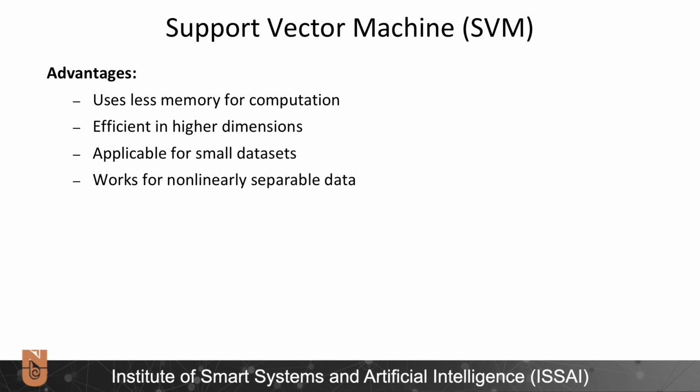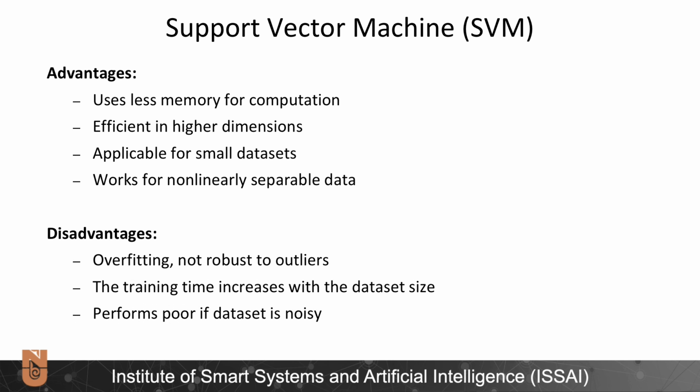SVM has the following advantages. It uses less memory for computation, it is efficient in higher dimensions, it is applicable for small datasets, and it works for non-linearly separable data. SVM also has disadvantages. First, it may overfit and is not robust to outliers. Second, the training time increases with the dataset size. Then, if the dataset is noisy, it may perform poorly.